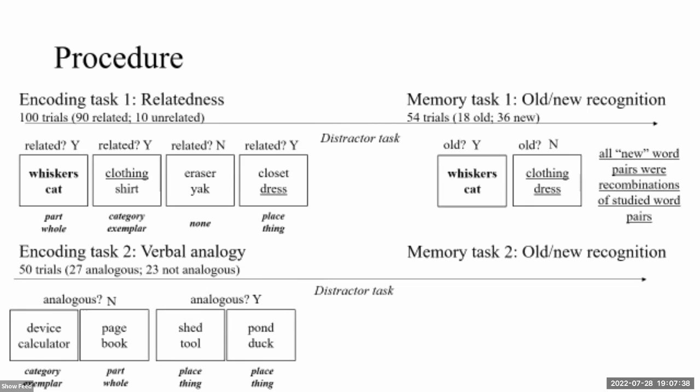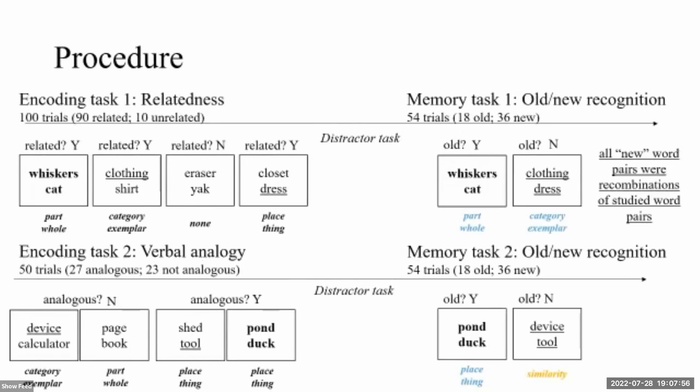And this encoding task preceded another distractor task, that same set of, or different set of Raven's progressive matrix problems, as well as a new old new recognition memory task, which was formally identical to the first one, but just featured a different set of word pairs.